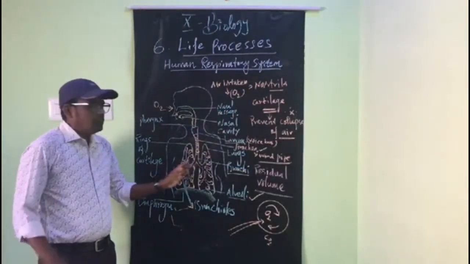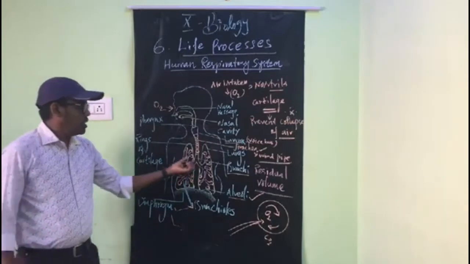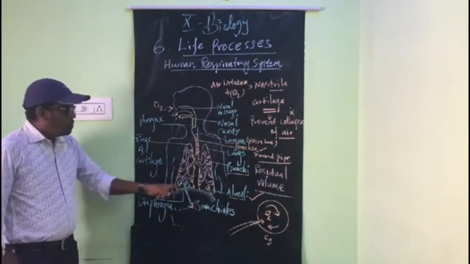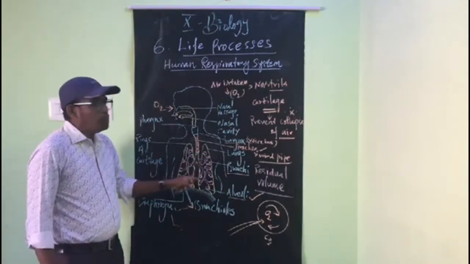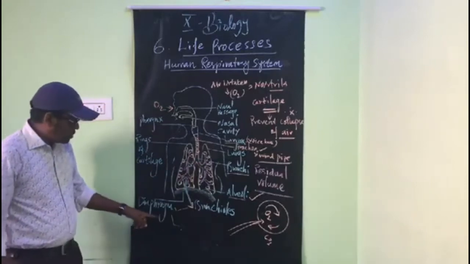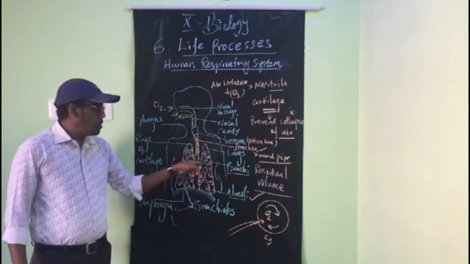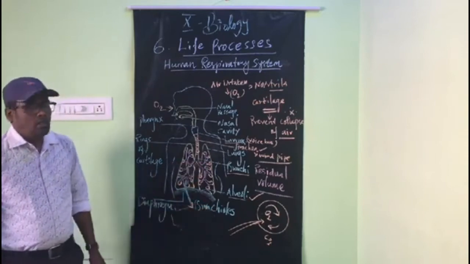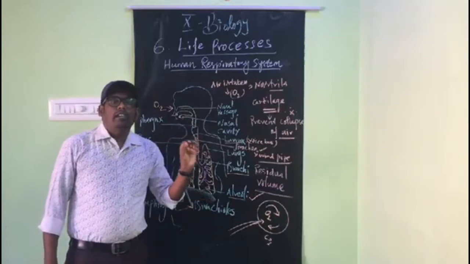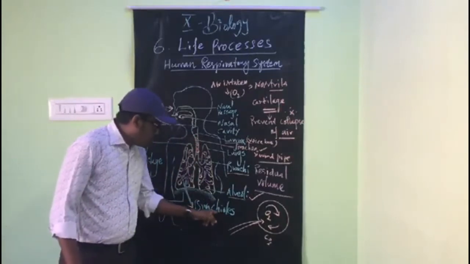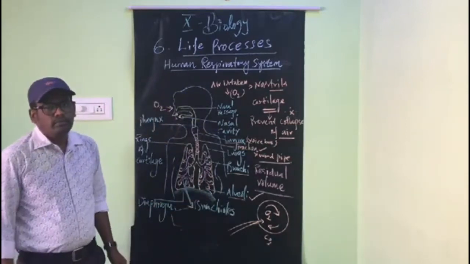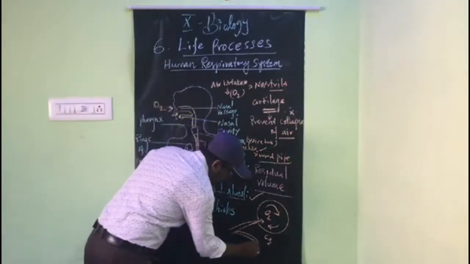Then the trachea divides into two. These are called the bronchi. So this is a bronchi. The bronchi again divide into many branches. These are the branches of the bronchi, and these branches are called bronchioles. This is a bronchi, this is a bronchioles. At the end of each bronchiole there is a balloon-like structure. The balloon-like structure is called alveoli. So like this, many alveoli are there.